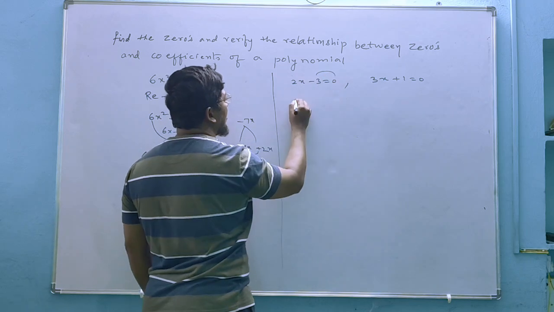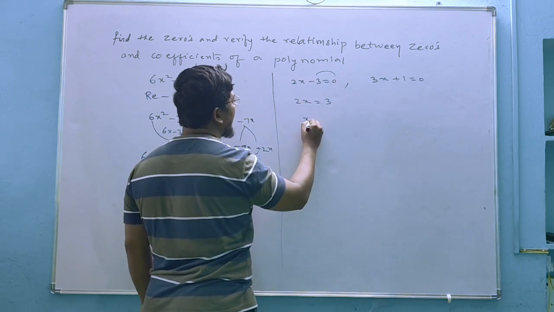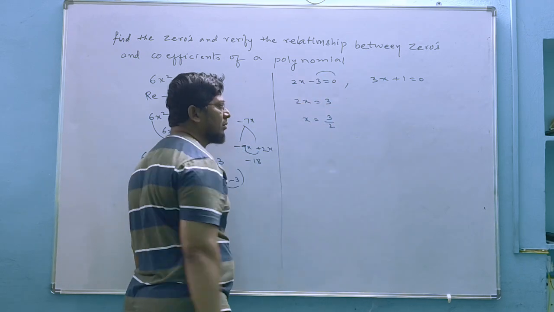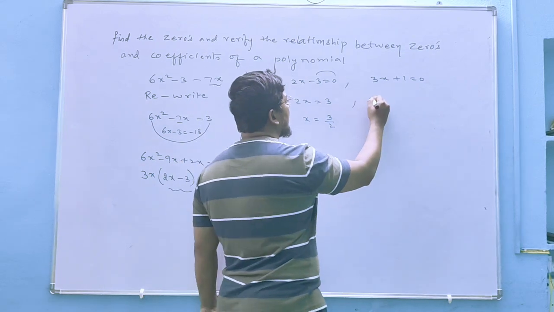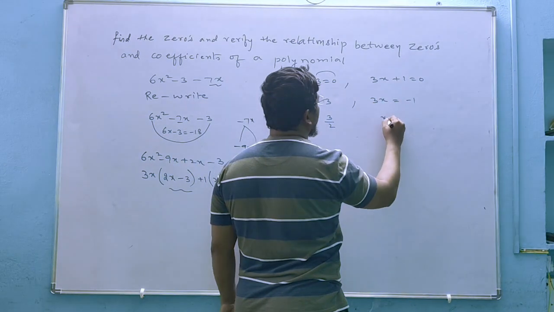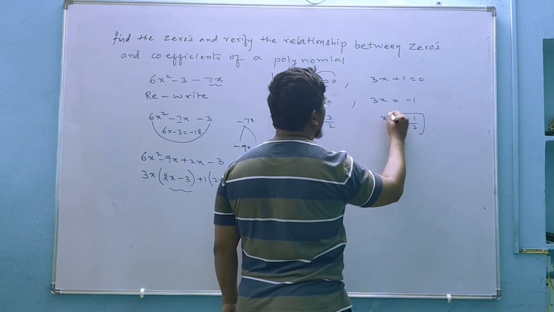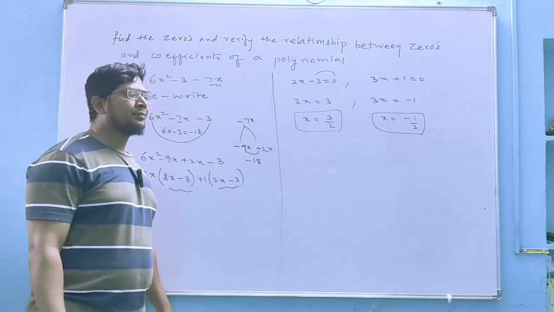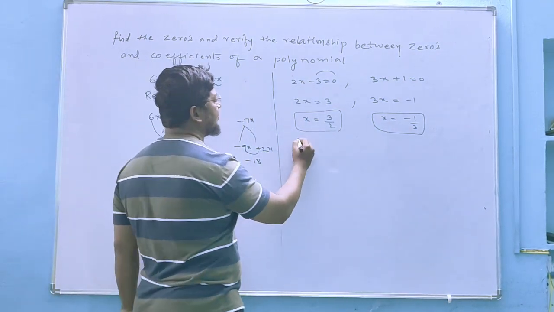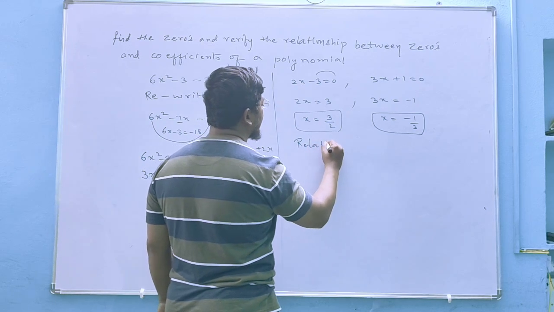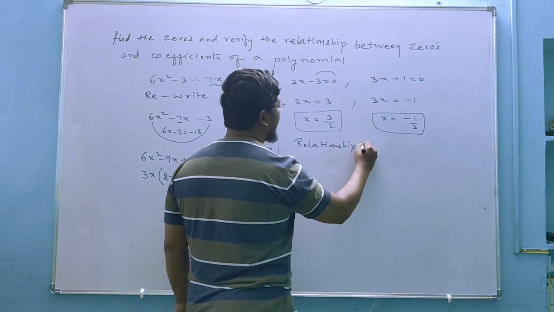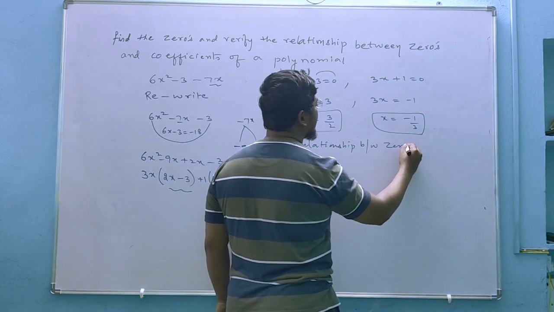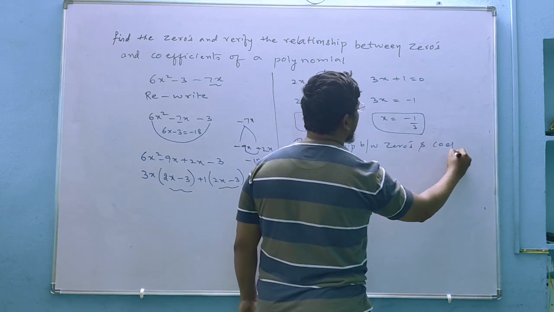So minus 3 comes to RHS, becomes plus 3, and x is equal to what? 3 upon 2. Here also, plus 1 comes to RHS, minus 1. What is the x value? Minus 1 by 3. So we have these two values. Then verify the relationship between zeros and coefficients.